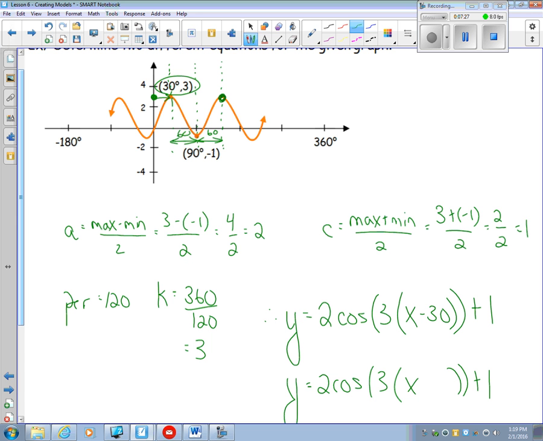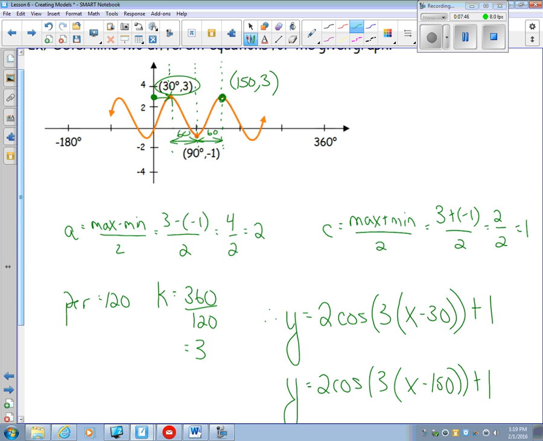Well, can I figure that point out? Sure I could. My period's 120, which means this point is 120 past 30. That makes it 150, right? So a second equation could be x minus 150. A different phase shift, but the same properties still.